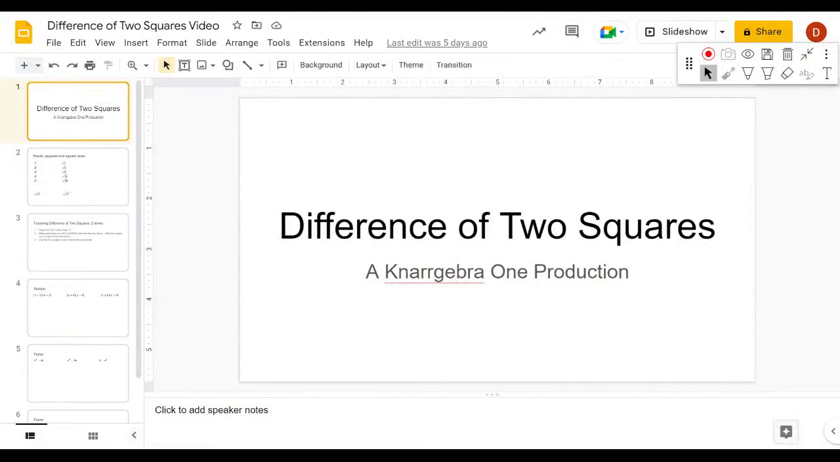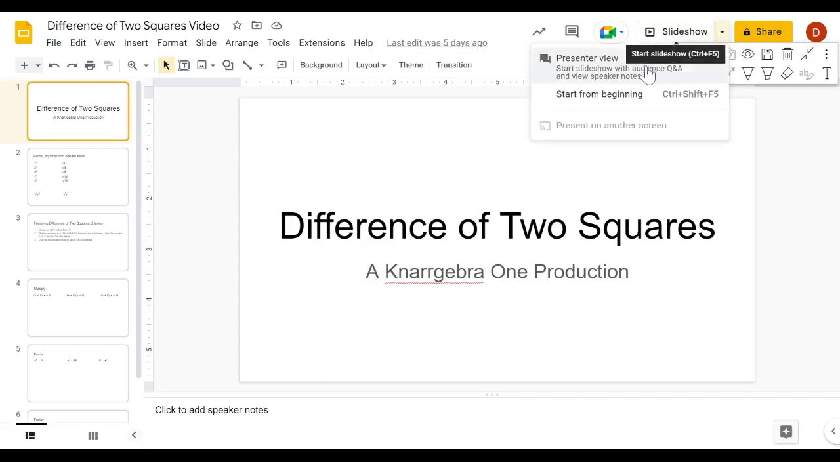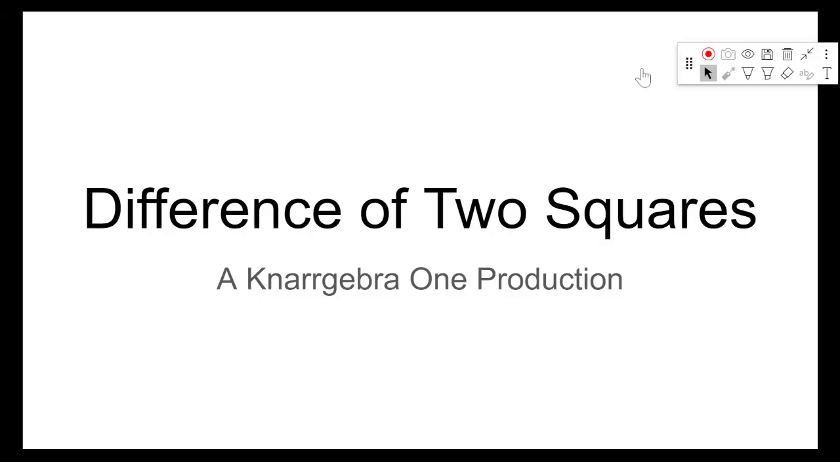Today, we are going to be factoring the difference of two squares. This is our fifth method of factoring that we're going to be talking about here. So let's get started and see what it entails and what we need to be able to do.